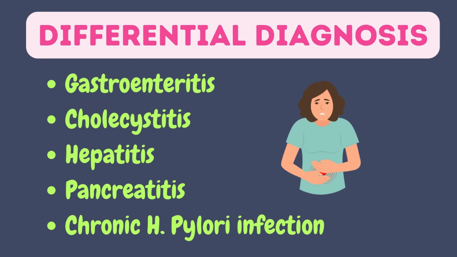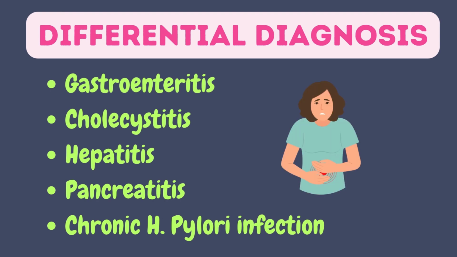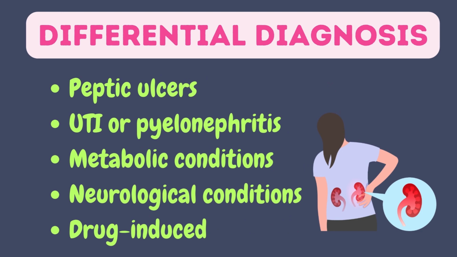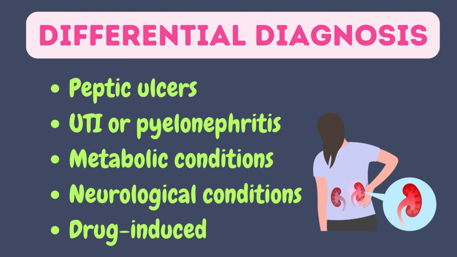When it comes to differential diagnosis, any condition that can cause vomiting is a correct answer. I remember a long case of hyperemesis gravidarum when we were practicing bedside presentation, the lecturer asked for 20 differentials. So, what I am sharing here is the mere tip of the iceberg. The differentials are gastroenteritis, cholecystitis, hepatitis, pancreatitis, chronic H. pylori infection, peptic ulcers, urinary tract infection or pyelonephritis, metabolic conditions like diabetic ketoacidosis, neurological conditions like encephalitis, or even drug-induced can be potential differentials.